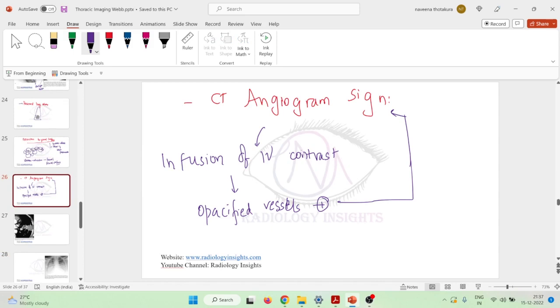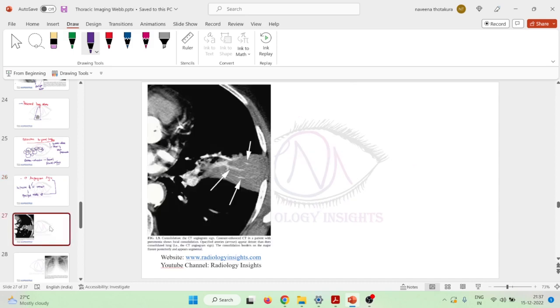CT angiogram sign is almost equivalent to air bronchogram, but it is the vascular equivalent of air bronchogram. So if you see this, here you have given the contrast, and you can see the contrast filled vessels here, which appear denser than the surrounding tissue in CT scan. So these are the important radiological features of consolidation. Thank you.